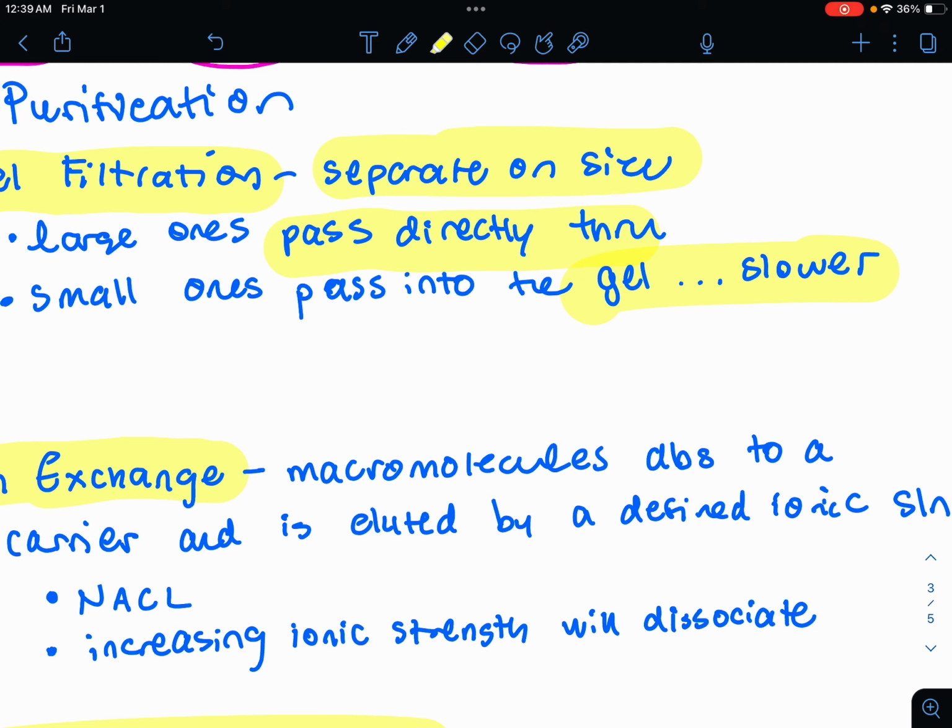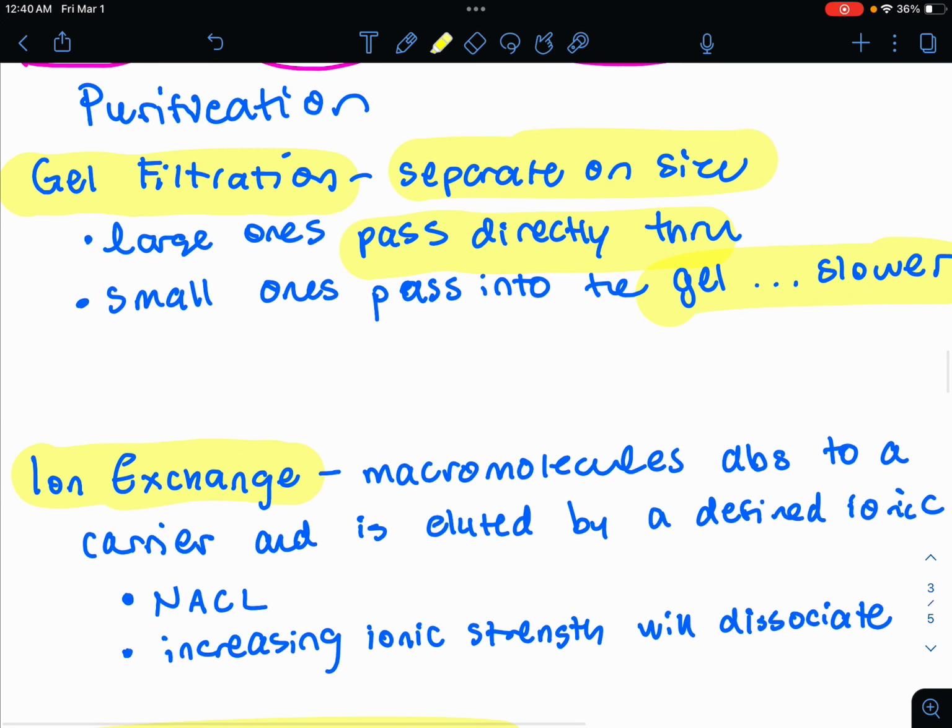So you could kind of plot it, and then, oh, this is going to be the larger particles because they're coming out first, and then there you go. Finishing last will be the ones that are being inserted, smaller particles in the gel.